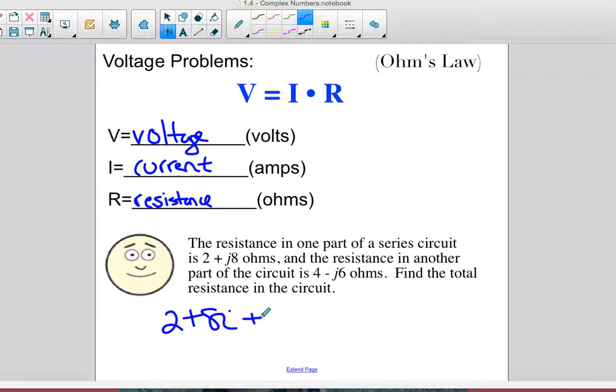4 minus 6I, or J6, right? You can keep it as J's if you want to. We can put parentheses around it, but with the addition, we should be okay. The final answer would be 6, and then plus, I'm going to write it as J2, and then ohms. Make sure you label all of your final answers here for full credit. And that's it, right? Got rid of the I's and put the J back in there just as part of my final answer. That's it.